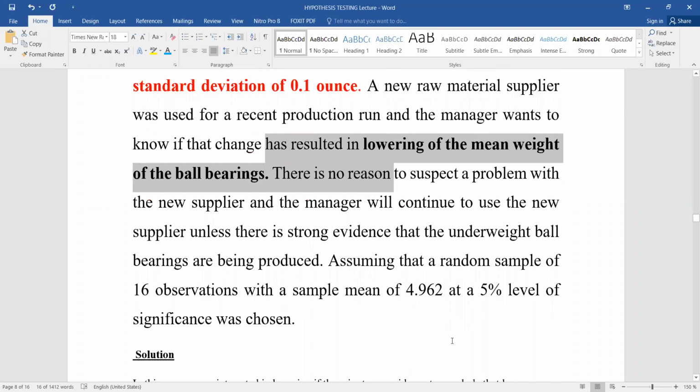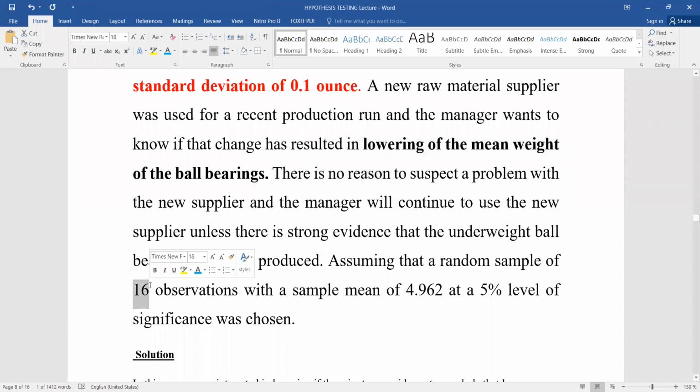Assuming that a random sample of 16 observations, what is this? N, Ruth, you're correct. That is N. With a sample mean of 4.96. What is this value here? X bar, brilliant. At a 5% level of significance.